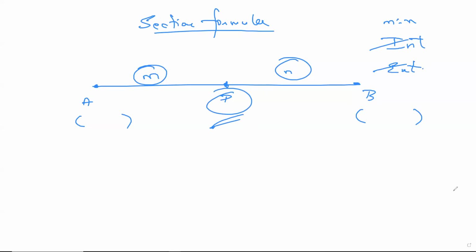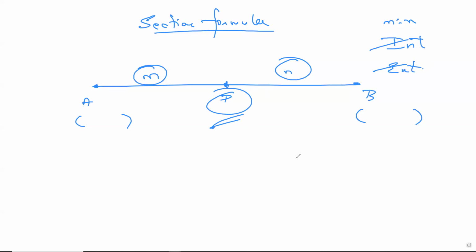So will there be a change in formula? 100% yes. Now, what is the formula for internally? What is the formula for externally? We will learn it. Okay. Now, but understand both of them are there. Just don't listen to others telling, okay, only internally is there, only externally is there, and so on. No, both of them are there.